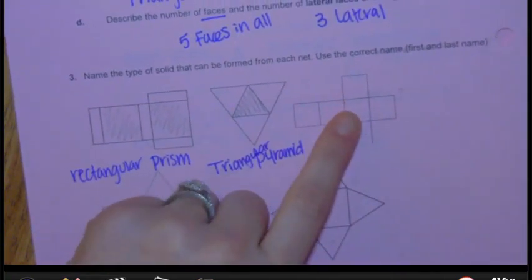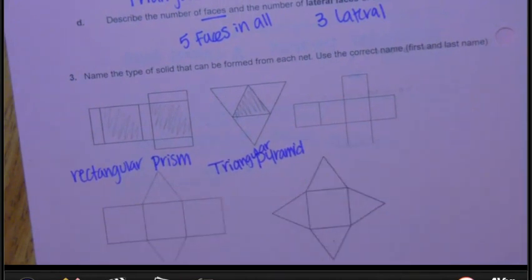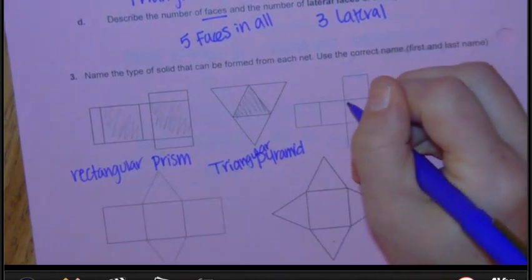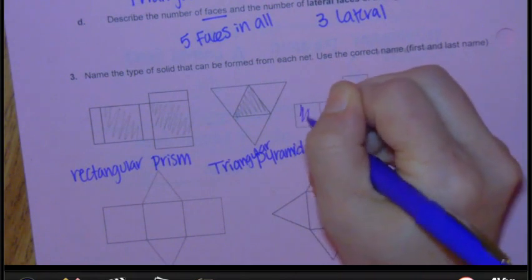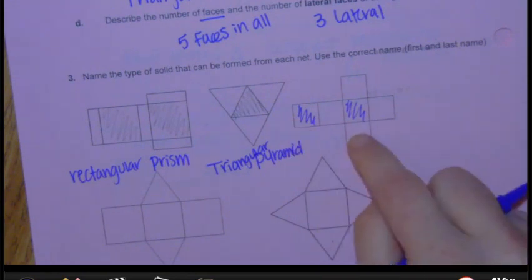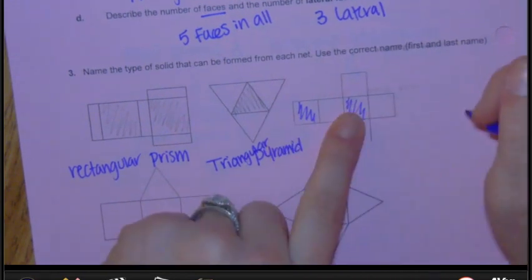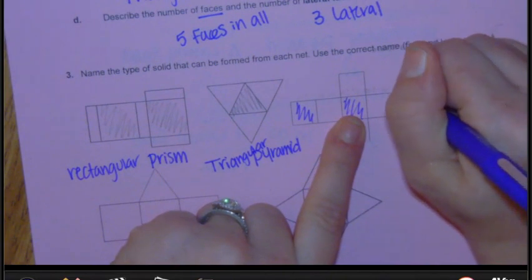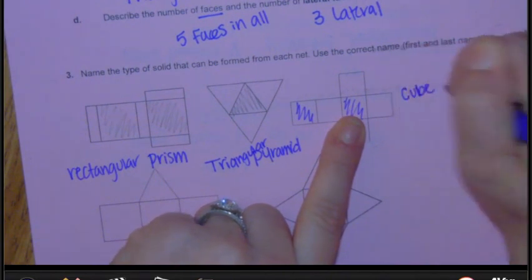All right, our next shape is a very unique shape. I can shade in the base and I can shade in the other base. But when I fold it all up, all five of my shapes here, or wait, 1, 2, 3, 4, 5, 6, all six of my shapes are squares. And our name is a cube.